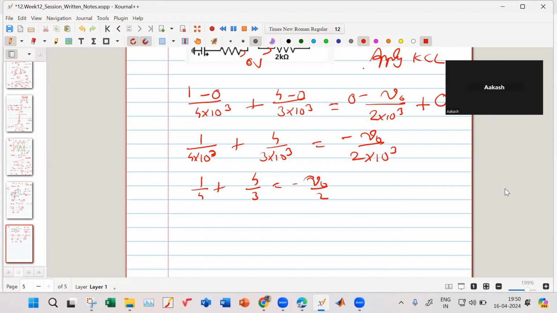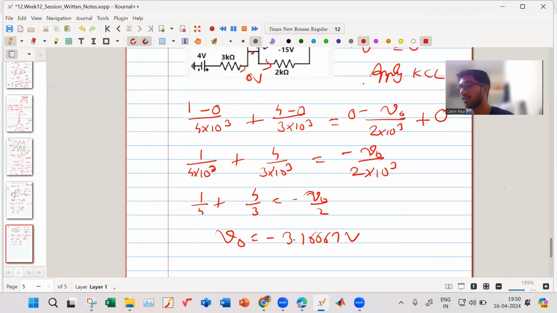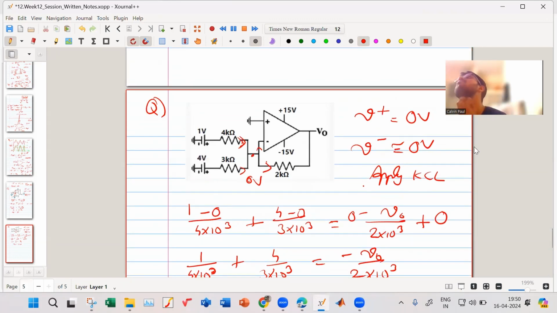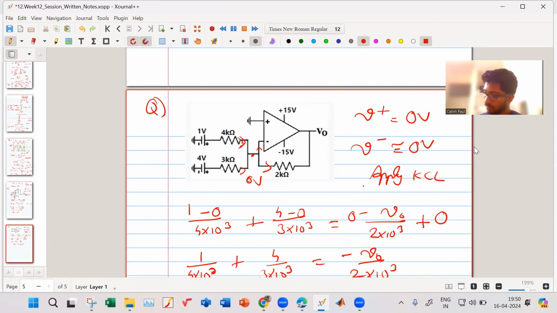Minus 3.166. Okay. So your V output comes out to be minus 3.1667 volt. So is this correct? That we have assumed that there is a virtual ground. Okay.